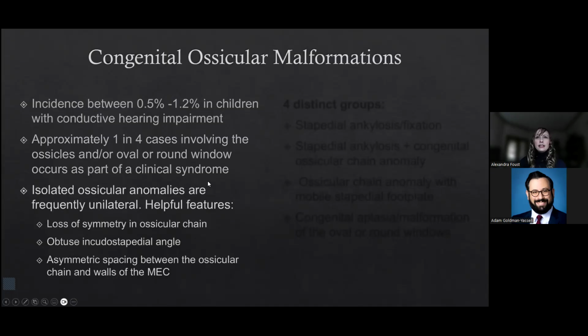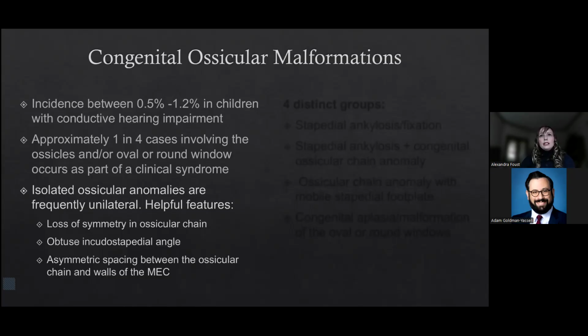Isolated ossicular anomalies tend to be unilateral, and if you are concerned about it, there are a few points you can use to help yourself. So one is just going to be loss of symmetry on the ossicular chain. So I like to reformat these so that I have them truly equal side to side to look for that loss of symmetry. Again, as I mentioned before, when you have that 90-degree angle, or what should be 90 degrees, across the long process of the incus and its lenticular process, and its articulation between the lenticular process and stapes, when it becomes greater than 90 degrees, you start worrying that you have some sort of anomaly.